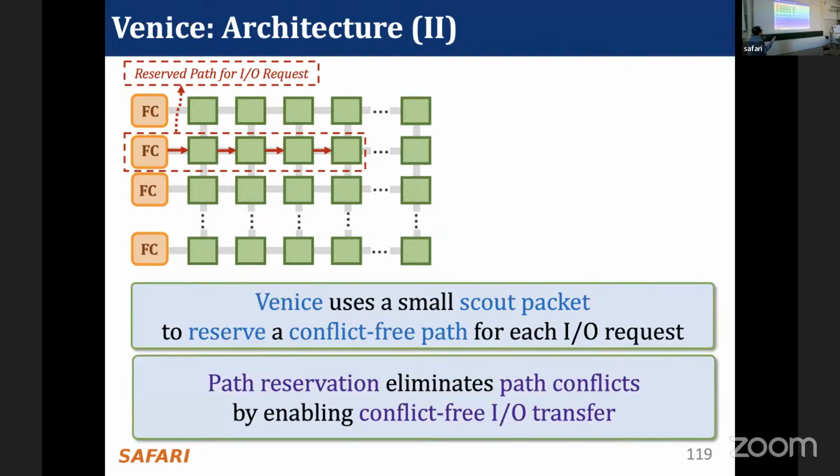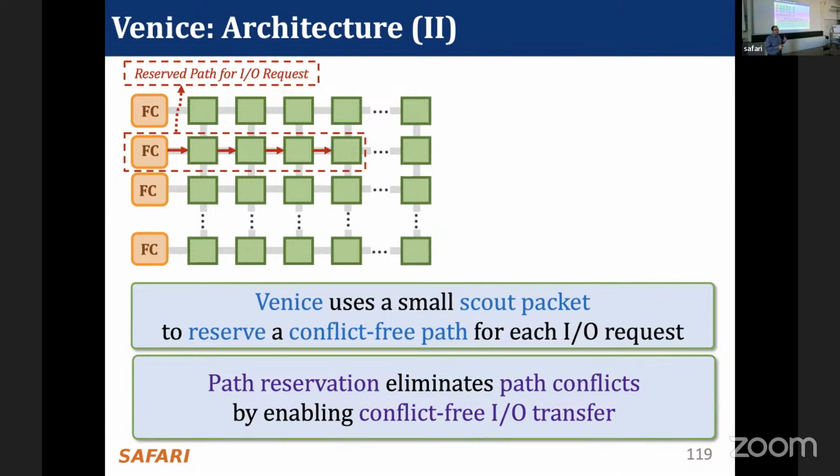So then we have this reserved path for the IO request. The moment that you have this reserved path, you can easily send your data to that flash chip without any conflict or anything like that. One of the key reasons that we can have a low-cost router is that we don't need large buffers. If you just send your packets of data through the network, at some point they might be blocked, and when they are blocked, you can either misroute them using some bufferless router design, or you need to buffer them somehow, right?